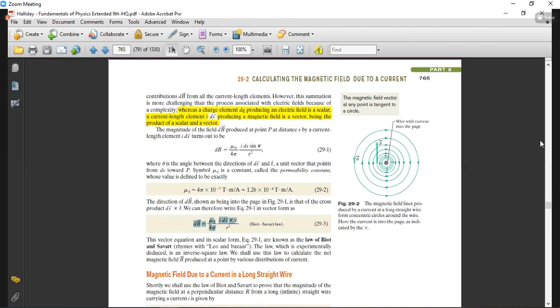We can use it for any sort of symmetry. First of all, in any symmetry we have to divide it into small elements, and then find the total magnetic field by integrating over all the elements using the limits. Later on, we will find the magnetic field at a distance P due to a straight wire, and we will integrate the magnetic field at point P. So it will become more clear to you.